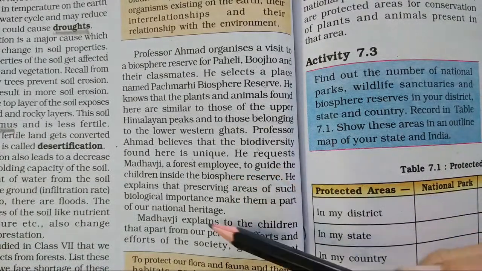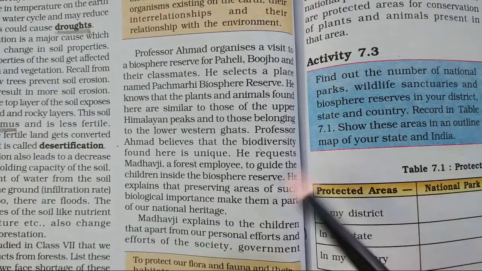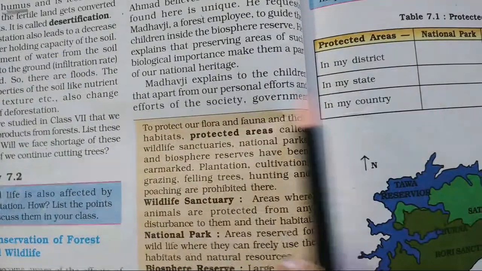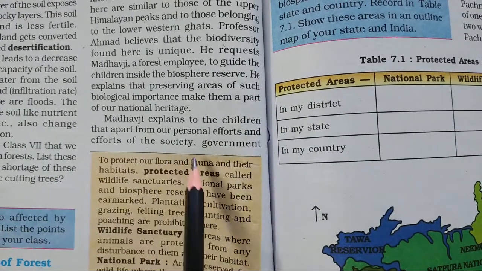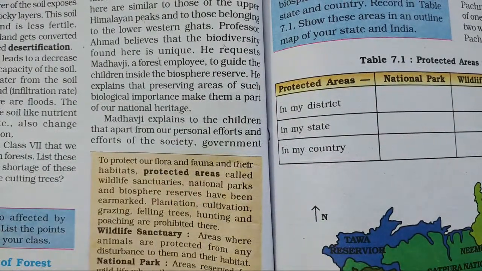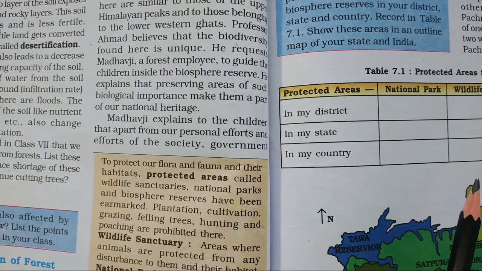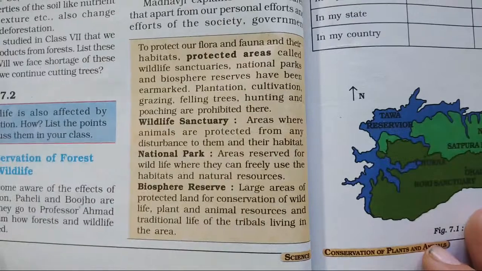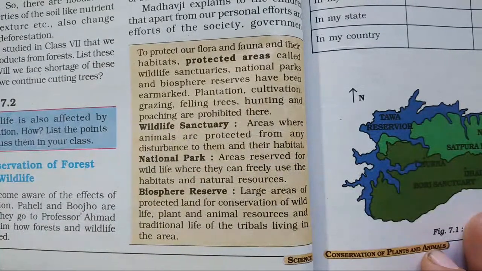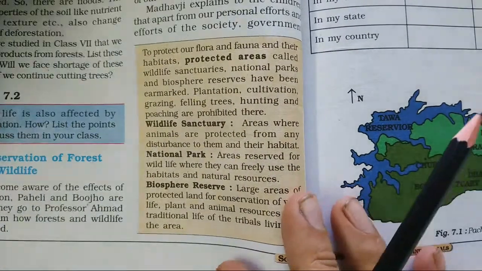A forest employee is explaining to the children that apart from our personal efforts and the efforts of society, the government is also taking steps to take care of the forest. So what are the steps taken to protect the trees and forest? They are described here.